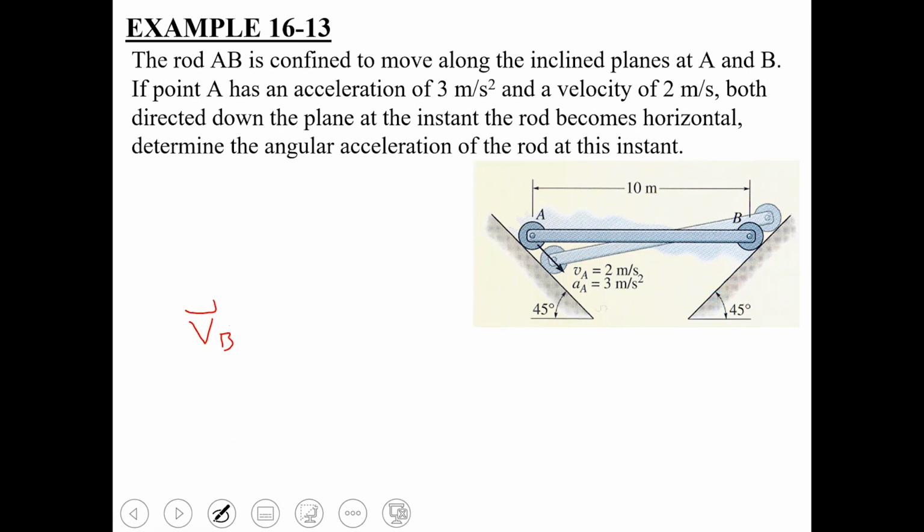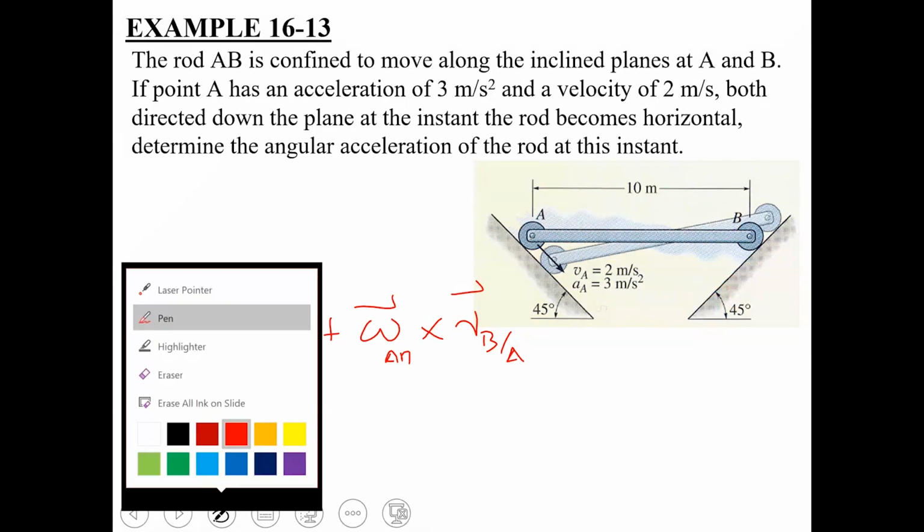So our equation would become VB should be equal to VA plus omega cross R. So omega is going to be omega AB of this connecting rod, and the relative position is going to be the relative position of B with respect to A. Okay, what about VA? Can you identify this VA vector?